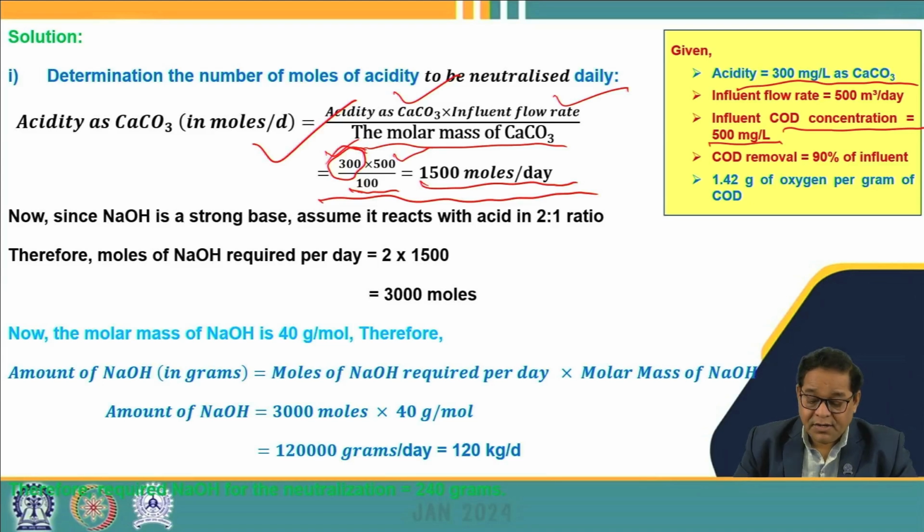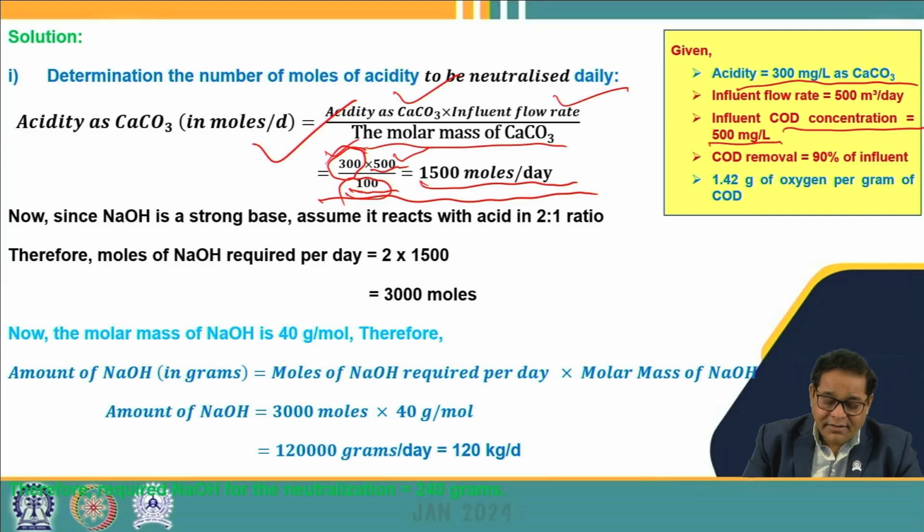So here the concentration is basically 300 milligram per liter. If we convert it in terms of gram per meter cube, and multiply with the flow in meter cube, the meter cube will get cancelled and we get how many grams. Divided by the molar mass in grams of 1 mole of calcium carbonate, that will provide us the total number of moles of acidity that is present.